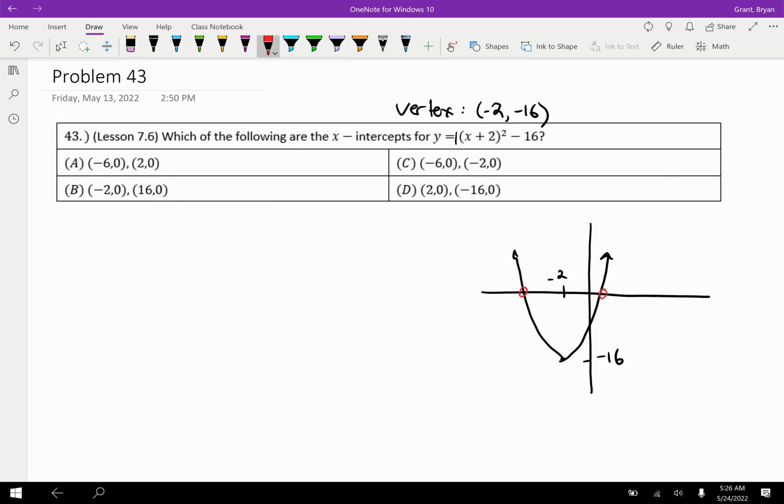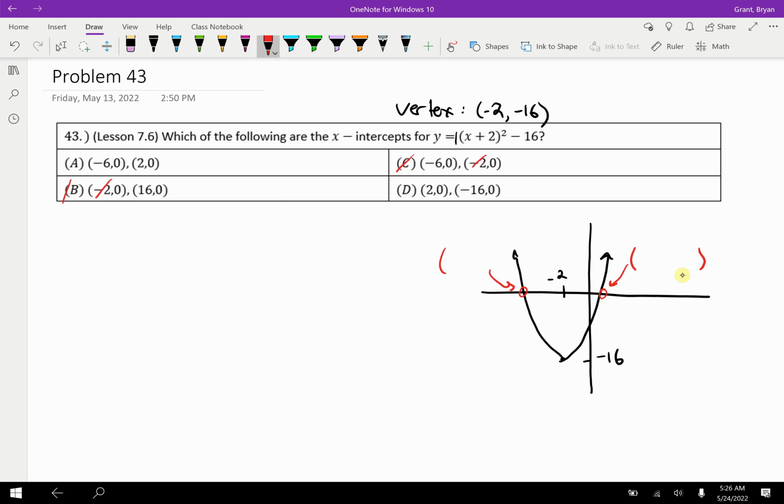We can see these two right about here, and we don't know anything else about that. My graph is not very well drawn, but I do know that wherever these x-intercepts are, one of them is smaller than negative 2, and one is greater than negative 2. So I'm pretty sure that eliminates C and B right away because they have negative 2.